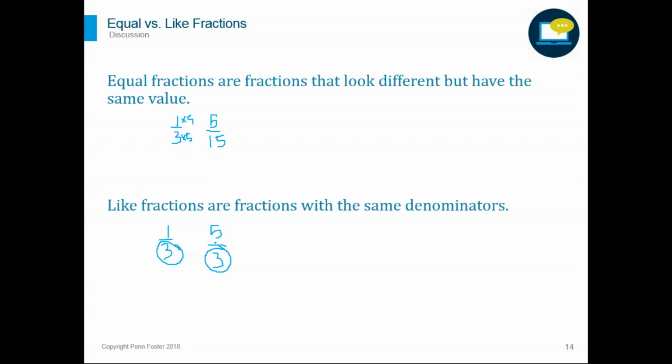So remember, equal fractions look different, but they have the same core value. But with like fractions, all that matters is the numbers on the bottom, the denominators. If they're the same, I don't care about the value. If they're the same, then they are like. If they are not the same, like for example 1 over 5 and 6 over 10, they are unlike.